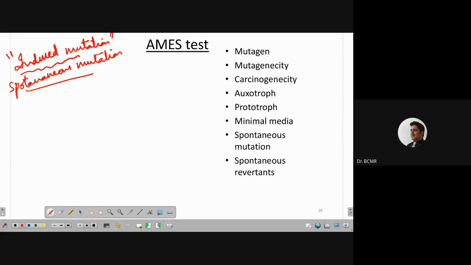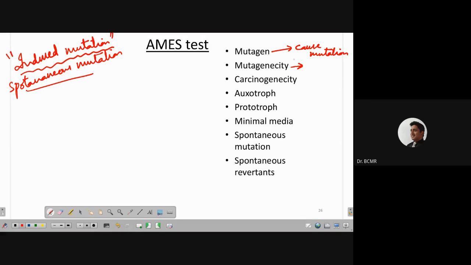We need a test to see the ability of a compound to induce mutations, right? The degree of mutagenesis. So what is a mutagen? We will have some vocabulary. A mutagen is a compound or a physical agent. It can be UV radiation, X-rays, and so on, and chemical compounds as well. A mutagen is the one that can cause mutations. And mutagenicity is the ability to cause mutations.